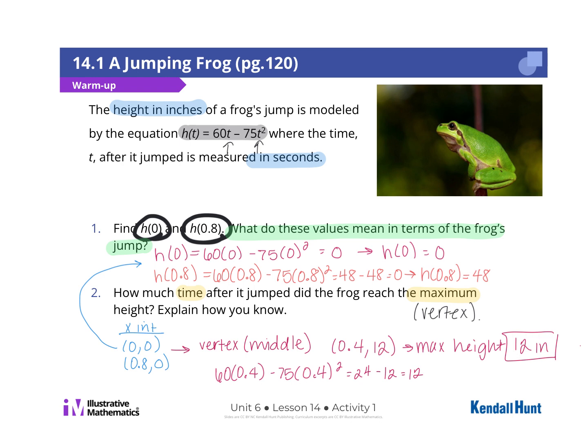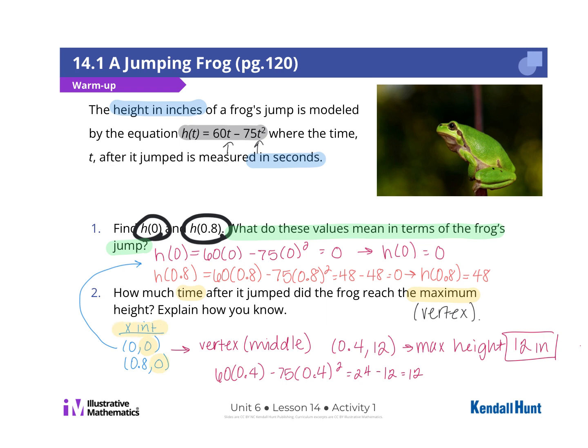All right, so we should have gotten, if we plug in 0, we get 60 times 0, which is 0, minus 75 times 0 squared, which is also 0. And then if we plug in 0.8, we would also get 0 for that because 60 times 0.8 is 48, and then 75 times 0.8 squared is 48, which gives us 0. So, very important, those 2 points, because our y values are 0, those are our x-intercepts.